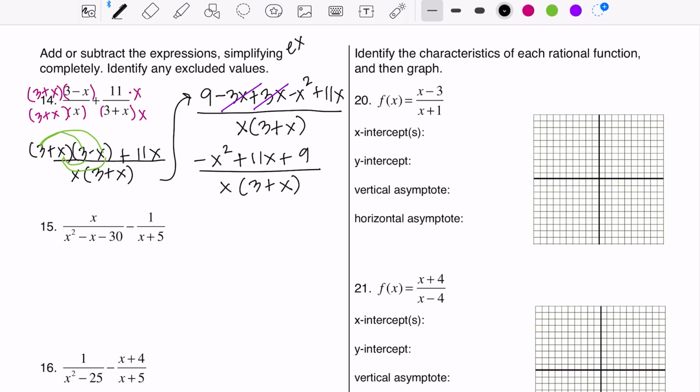And my excluded values are going to be x cannot equal 0 or negative 3 from the 3 plus x.